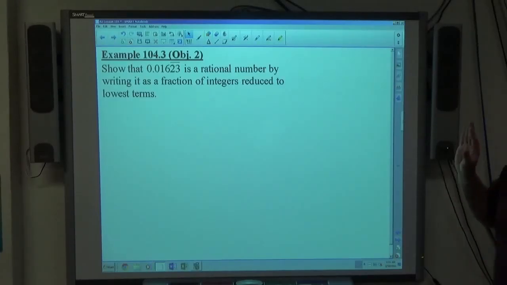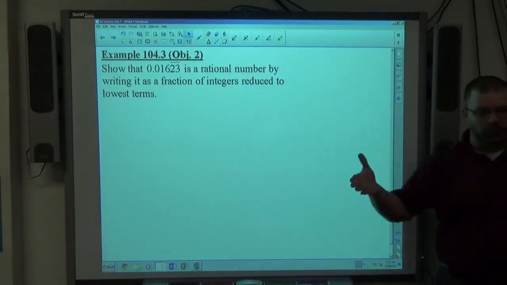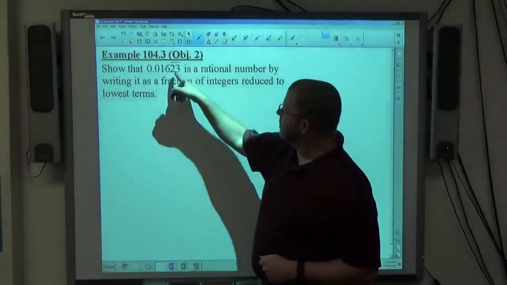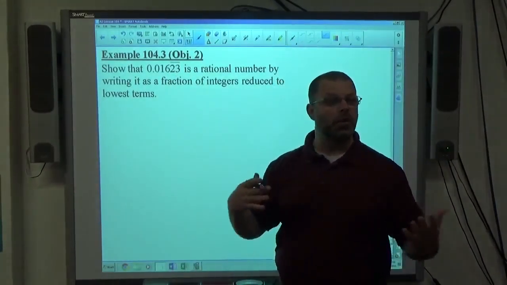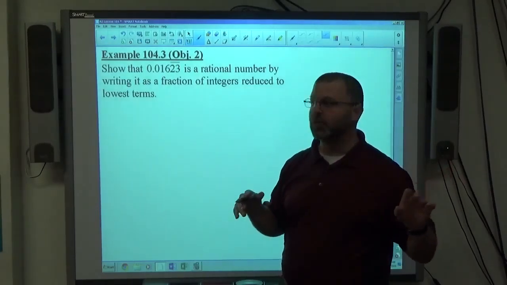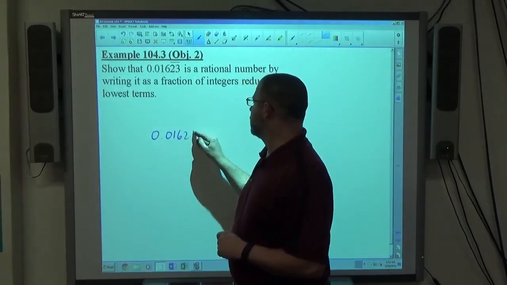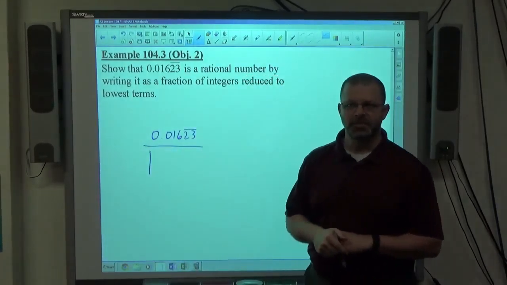Example 3, we want to verify now that a repeating decimal could be written as a rational number. Integer over integer. The problem with a repeating decimal is it has infinity numbers in it. So if you imagine doing it the way we just did it, don't write this down because this is wrong. But if I were to write this down, 0.01623 repeating. How many decimal places is that?